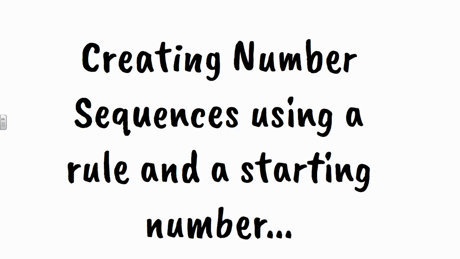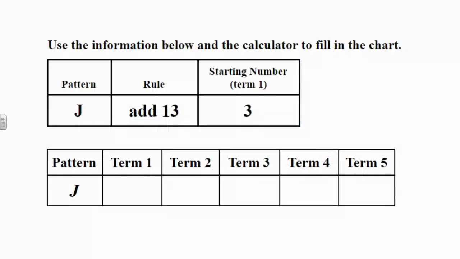Okay, in this final video, you are going to learn how to create a number sequence when I give you both a rule and a starting number to start the sequence with. So, I know this looks complicated, but we'll work through it. It says use the information below and the calculator, so you'll be able to use a calculator to fill in the chart. So the information says we have pattern J, and the rule of this pattern is going to be to add 13. And then the starting number, term 1, the first term in the sequence is 3.